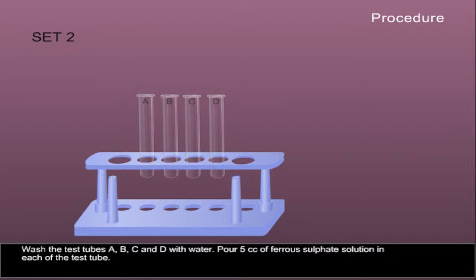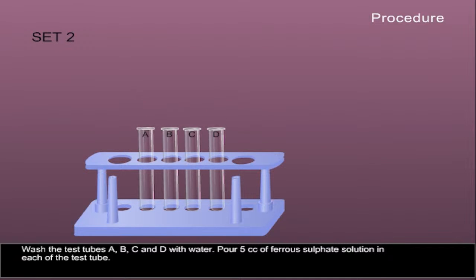Set 2. Wash the test tubes A, B, C and D with water. Pour 5 cc of ferrous sulfate solution in each of the test tubes.